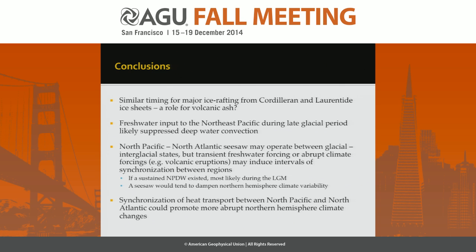So in conclusion, I think that this similar timing from both ice sheets makes it difficult to invoke North Pacific deep water formation in replacement of North Atlantic deep water formation. So I think at least, if that seesaw may operate in principle between, say, glacial and interglacial climate states, during the deglaciation these episodic forcings might create similar climate changes.